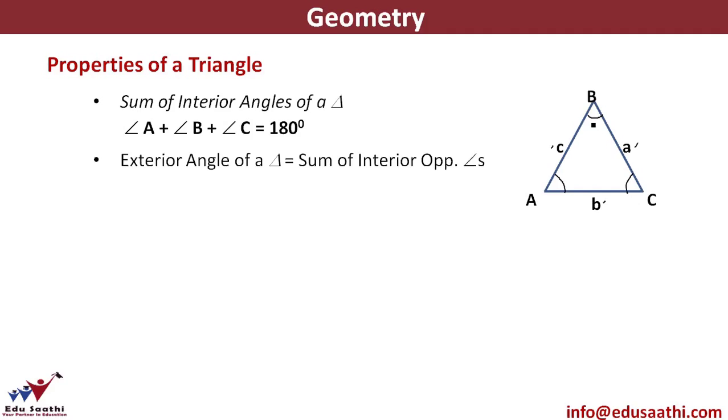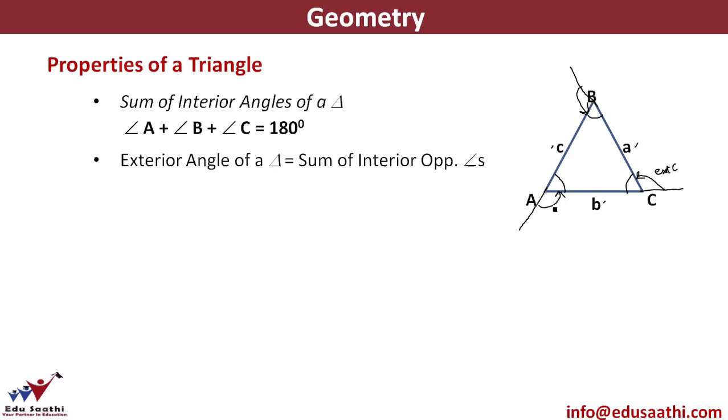The next property would be the exterior angle of a triangle. Now, an exterior angle could be drawn to any of the angles. If I draw an exterior angle to angle C, this will be exterior angle C. Similarly, if I draw an exterior angle to B, I will extend this line BC, and from this line BC, I'll come back. That angle is exterior angle B. So if I talk about A, I'll extend this line. This angle is known as exterior angle A.